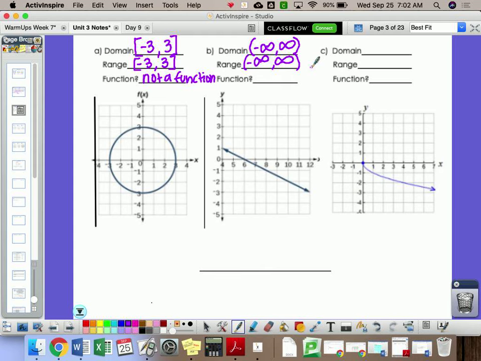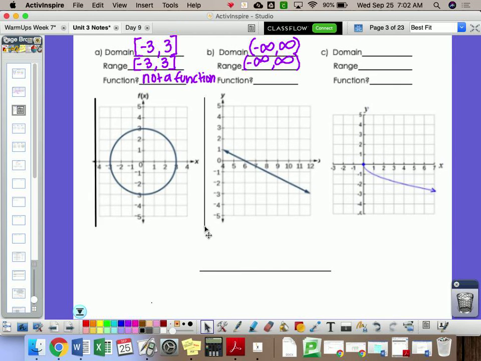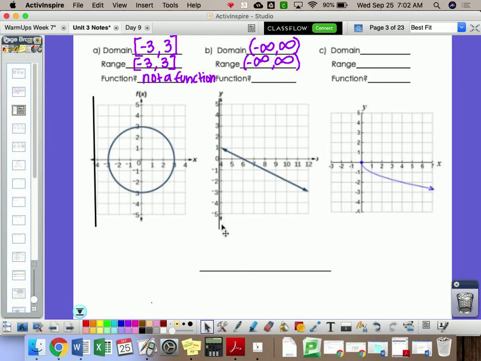Okay, then looking at the function, if it's a function or not. We go back to our vertical line, and if I drag this across, is there any spot that I'm crossing in two places? I can see as I drag this across that there's no spot on my graph that I'm crossing at two spots. They're all crossing one time. So this means that it is a function. Okay, let's do the next one.